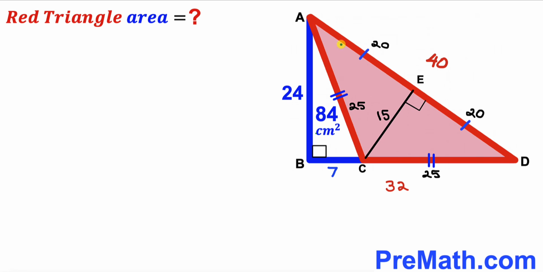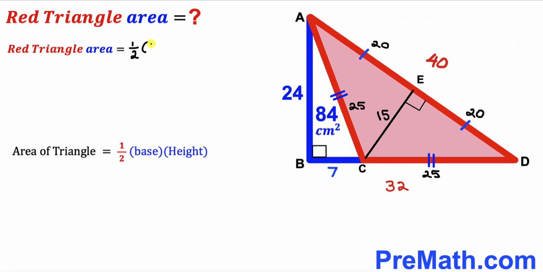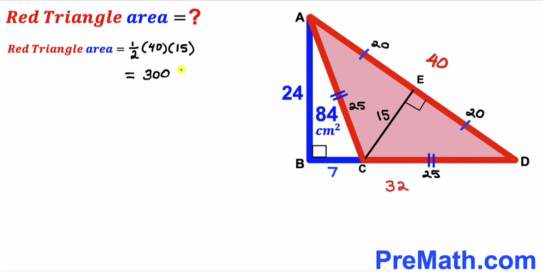And here's our final step. Now we are going to calculate the area of this red triangle ACD. Let's recall once again the area of a triangle formula. Area is always equal to a half times base times the height of the triangle. In our case, the base of this red triangle is 40 and the height is 15. So the area is going to be a half times 40 times 15. If we multiply and simplify, that is going to give us 300 centimeter square, the area of this red triangle.